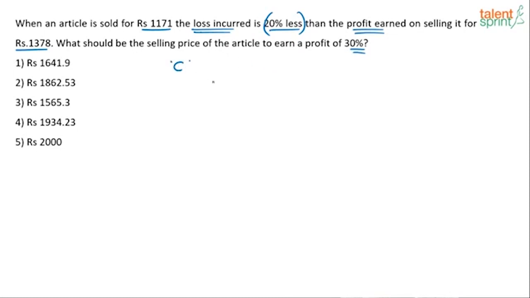So what should be the selling price of the article to earn a profit of 30%? Let's assume the cost price is C. Now, what is he saying? The loss is 20% less than the profit. See, get the high level equation first. Loss is 20% less than the profit. So can I say loss is 80% of profit?